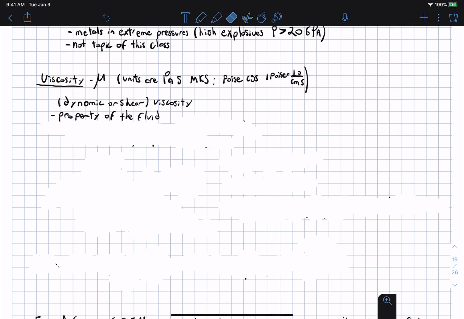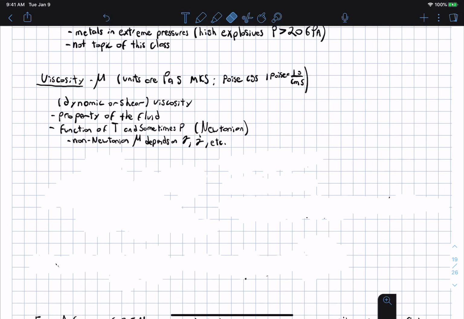Viscosity is a property of a fluid, so you can think of it as just another property like density and other things like that you might have to get from a table. It's a function of temperature and sometimes pressure. For what's called a Newtonian fluid, the viscosity just depends on temperature and pressure. If it's non-Newtonian, the viscosity can depend on the strain and on the strain rate, etc. These are the fluids that start to act like the things that are in between solids and liquids. Blood is a non-Newtonian fluid.